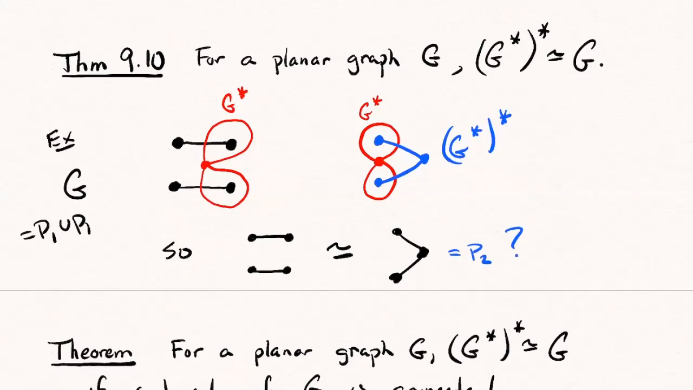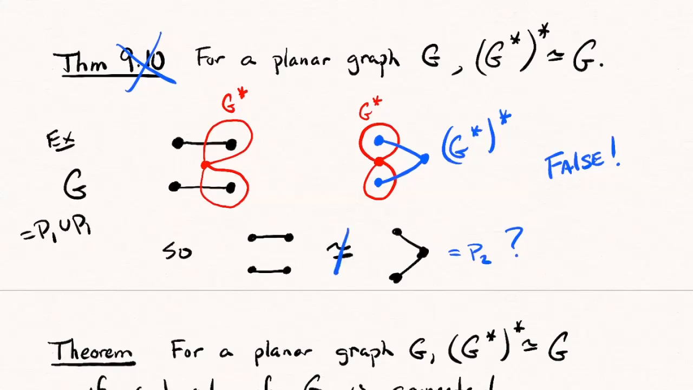So your author's theorem is false. There's no such theorem for a planar graph G. The dual of the dual need not be isomorphic to G. We have an example in front of us. The dual of P1 union P1 is P2. And P2 is connected. P1 union P1 is disconnected. Those two graphs are not isomorphic.